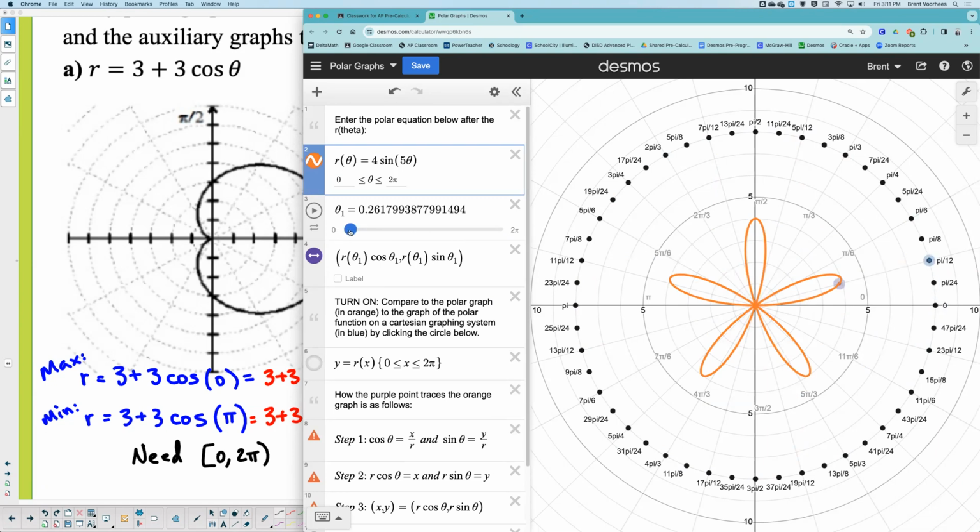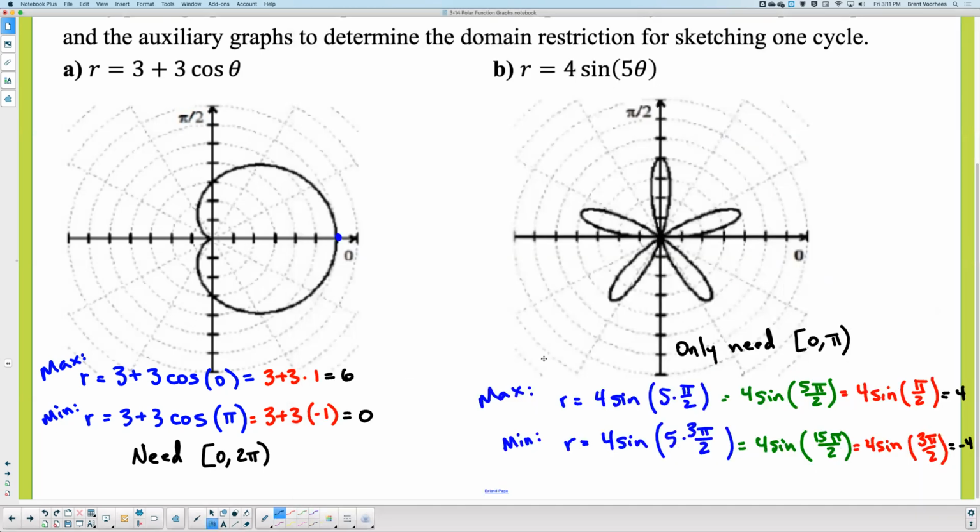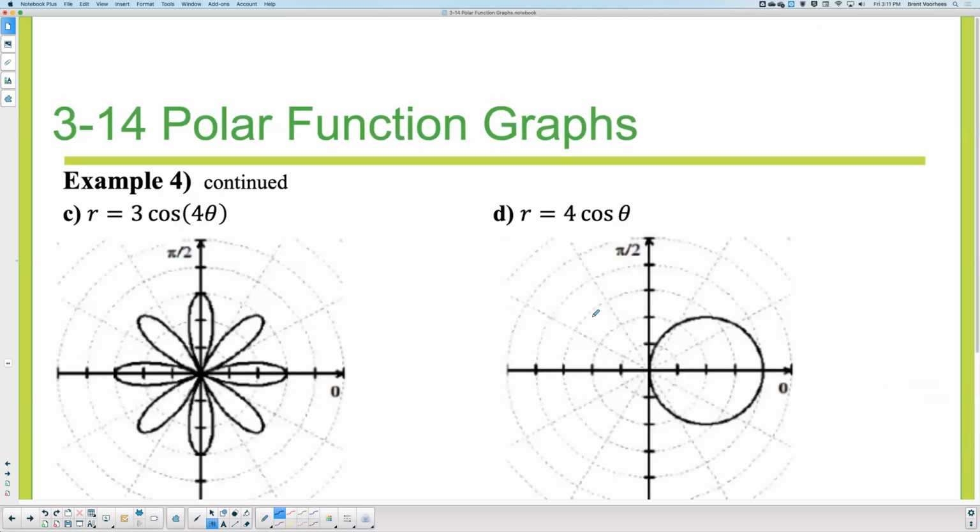So here we go. There's 1 petal right there. Now I've done 2 petals, 3 petals, 4 petals, and here's the 5th petal at pi. We've completed the whole cycle at pi. And if I went to 2 pi, it would highlight over where we've already been. So this one only needed 1 pi to go around the circle.